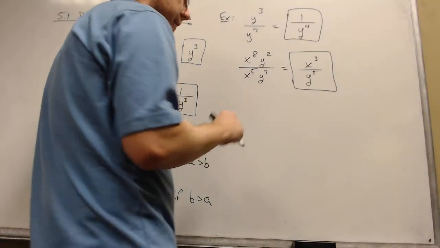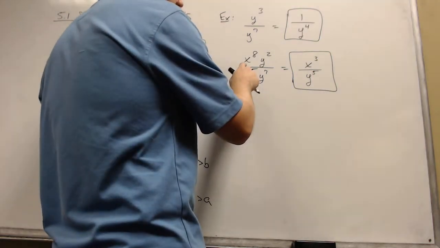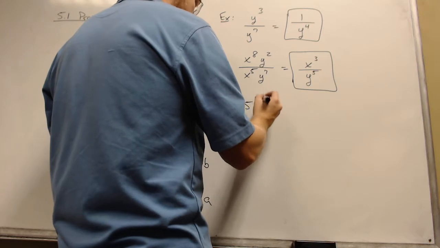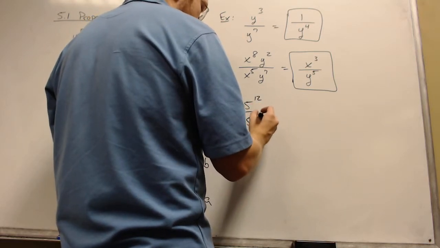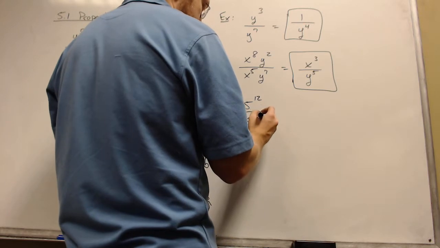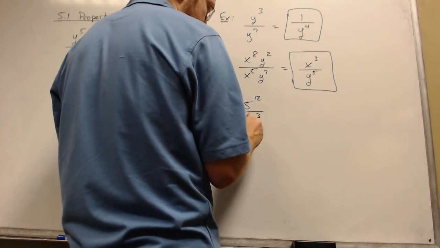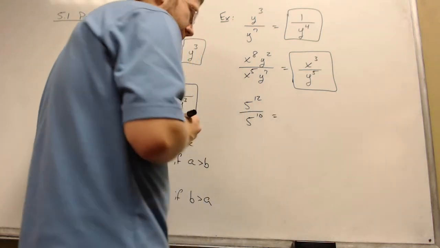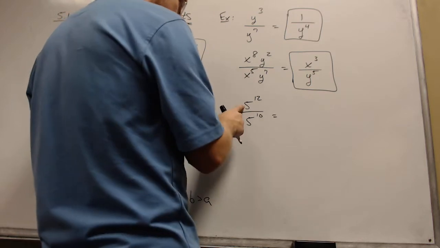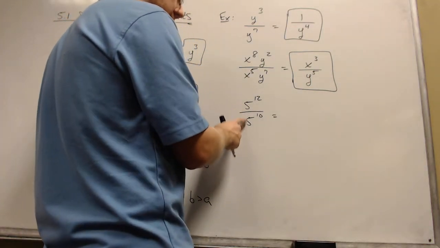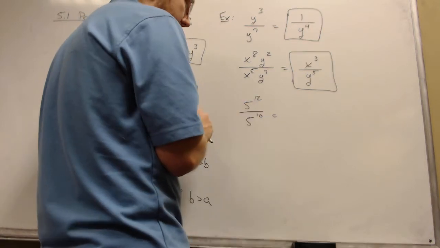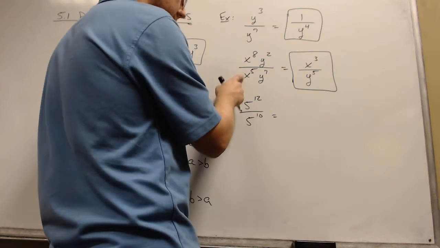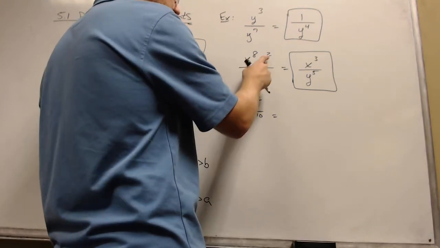But what I wanted to point out in this video that I didn't in the last is that bases don't have to be variables. If I had 5 to the 12th power divided by 5 to the 10th power, these are not coefficients. They do not act as coefficients because they're being raised to a power. So since they're being raised to the power, these are both bases. Bases don't change. My x's don't change, my y's don't change. I'm just manipulating the exponents.